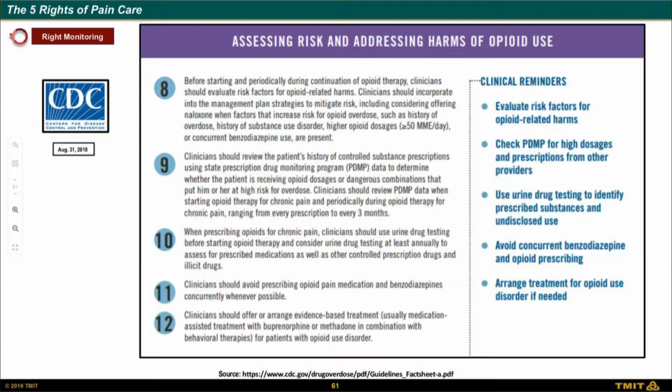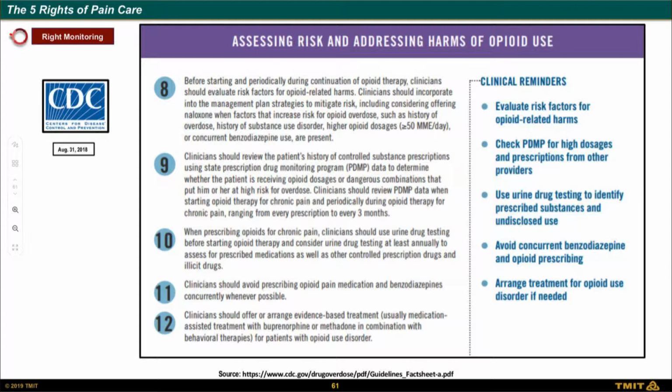So evaluate risk factors for opioid-related harm. Check your prescription monitoring program for high doses or multiple prescriptions from other providers. And then utilize your urine drug testing to identify whether the patient is taking the substances that you have prescribed or whether they are utilizing undisclosed medications or perhaps illicit substances.